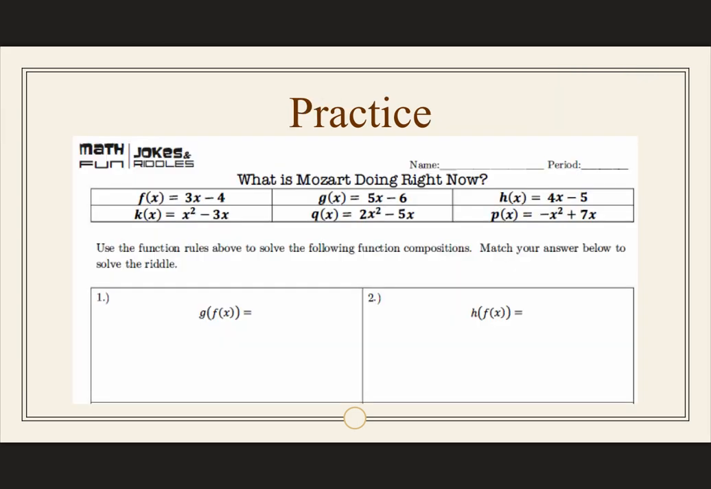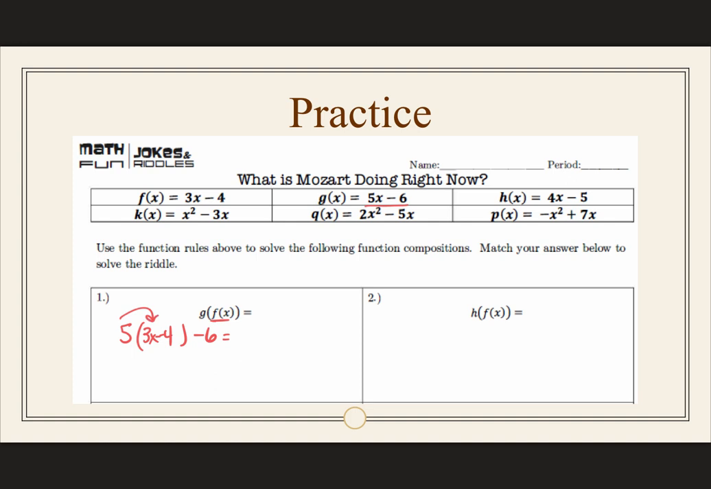So basically your practice is going to be this worksheet. So you're going to do the same thing. You're going to do g of f of x. So I'm going to start with my g, which is 5, and then parentheses minus 6. Then I need to look up what is my f of x. So it's going to be 3x minus 4. And then I'm just going to simplify that.